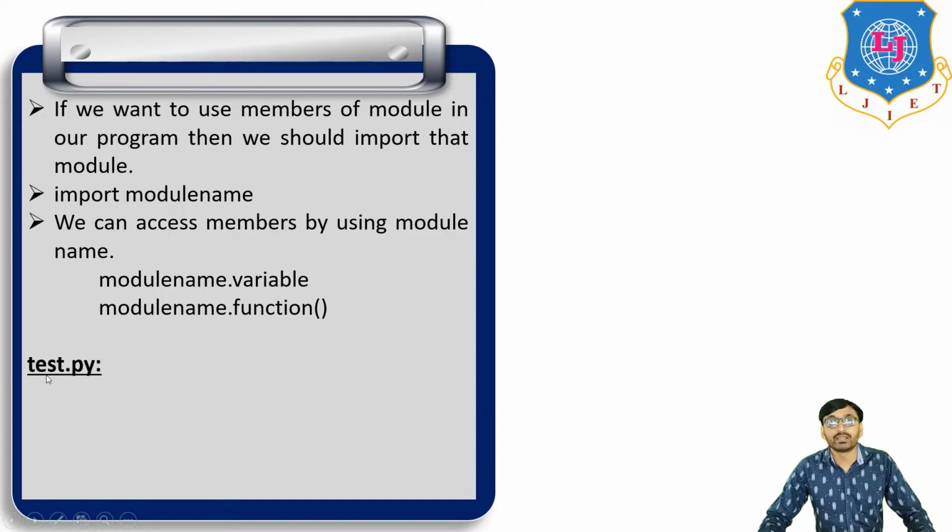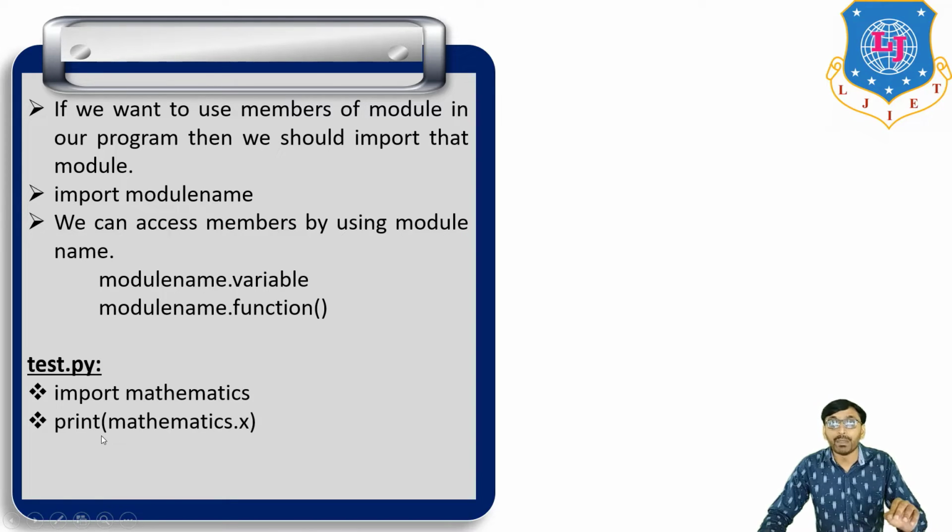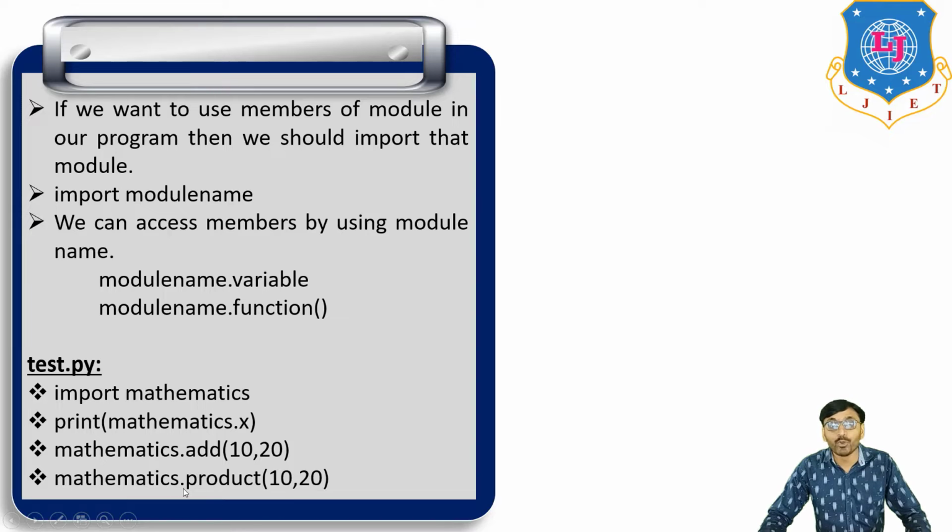Now there is another module, test.py, and in this module we use the mathematics module. So first import the mathematics module by the import keyword. So import mathematics, then use members of the mathematics module. Print mathematics.x, then mathematics.add(10, 20), we use the add function of the mathematics module. Then mathematics.product(10, 20), we use the product function of the mathematics module.